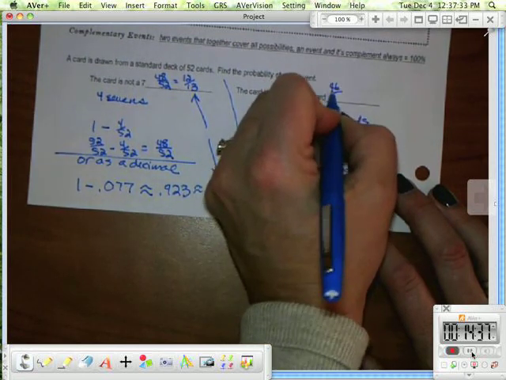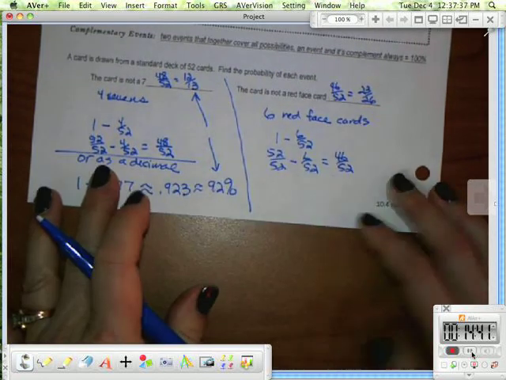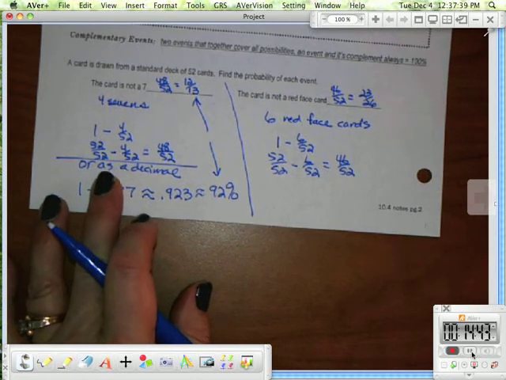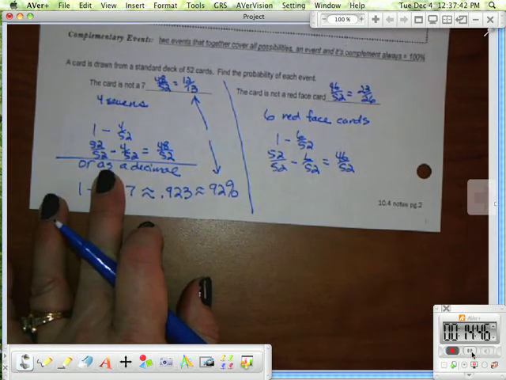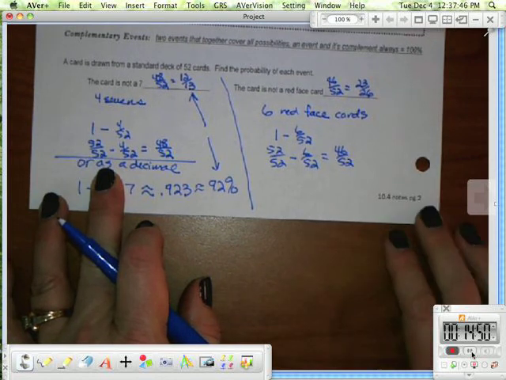which reduces to 23 out of 26, which again is a pretty high probability, which makes sense because you want to know the probability of not getting these 6 cards. So there's a lot of cards that are not red face cards. And that's it.